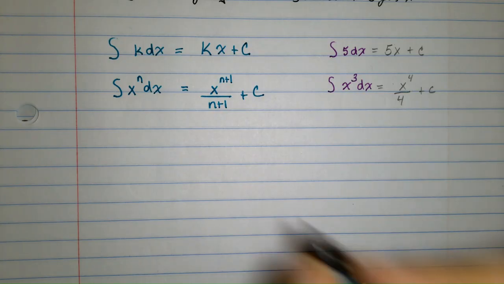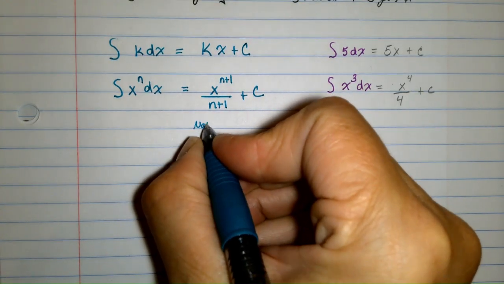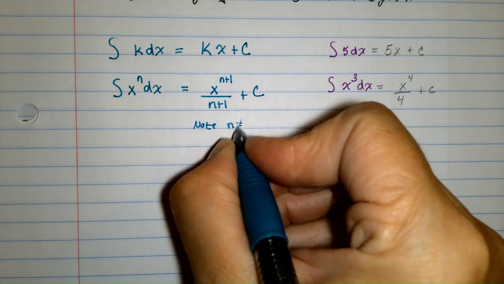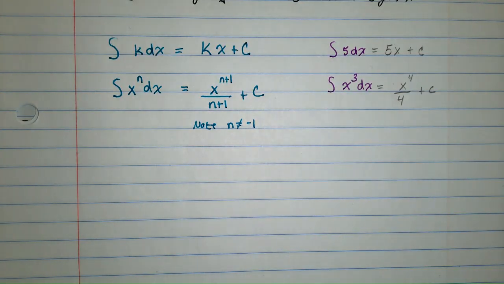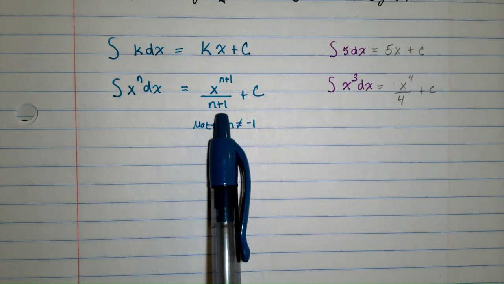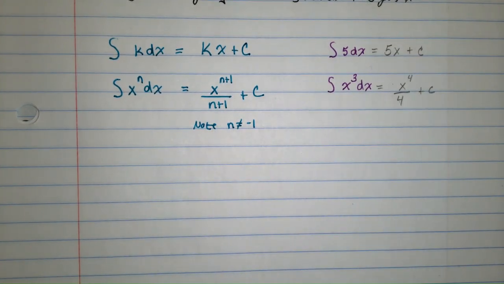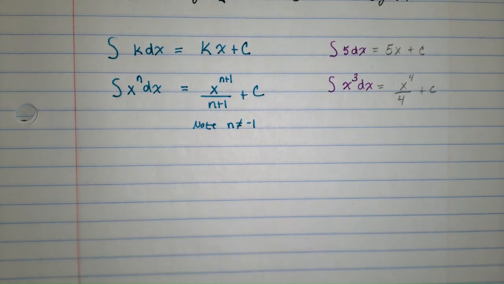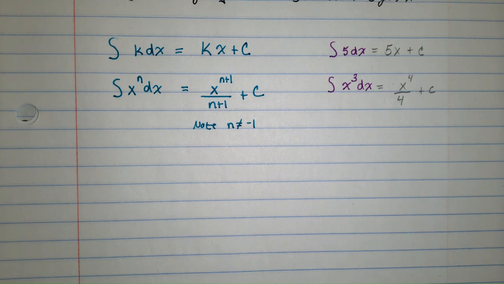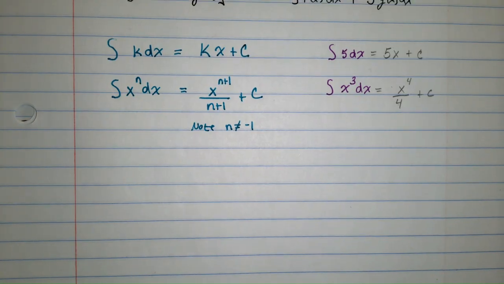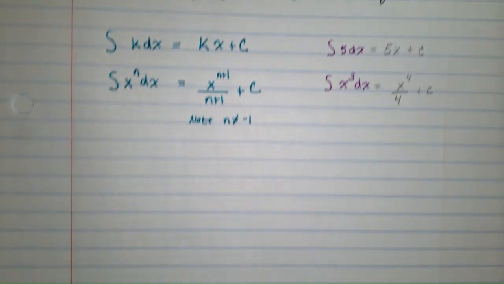Now note, n cannot equal -1. Because -1 plus 1 is 0, and now that doesn't work. We would have an undefined denominator, so this does not work for x to the -1 power. What was that one? Well, let's think about that.